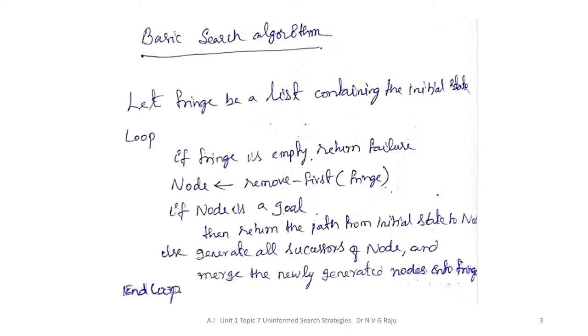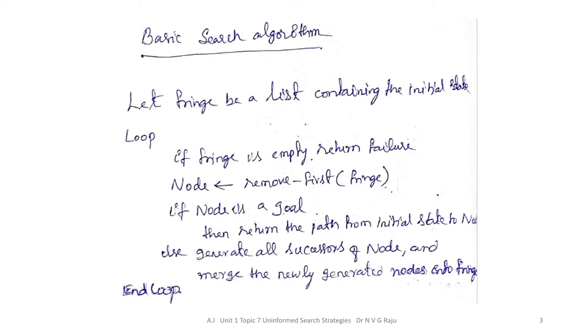Let fringe be a list containing the initial state. That means in our Romanian example, the initial state we have considered is Arad and we have to reach Bucharest as the goal state. Let us continue the steps to find out two conditions, either a goal state or failure state. If fringe is empty, that means we have not found the goal state, which returns failure.